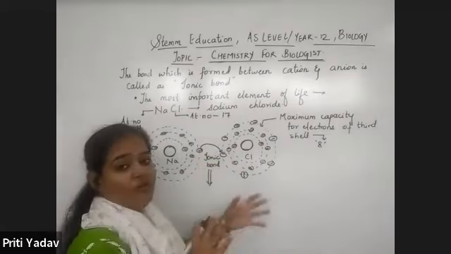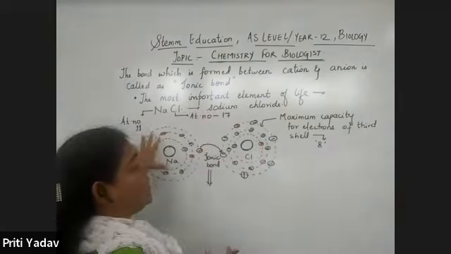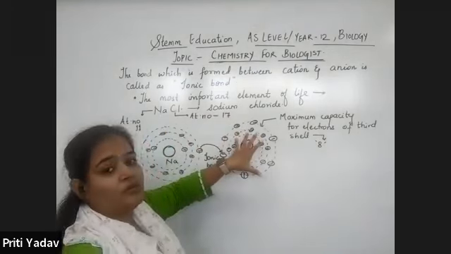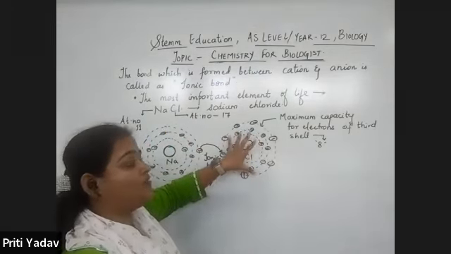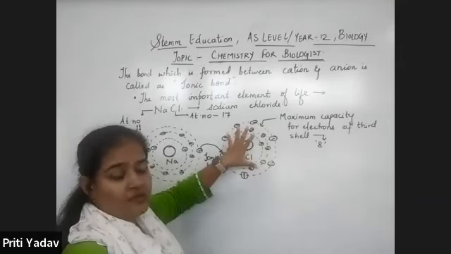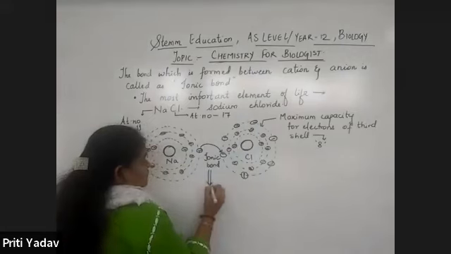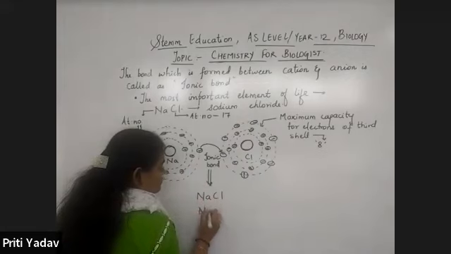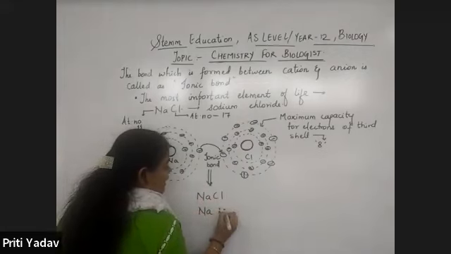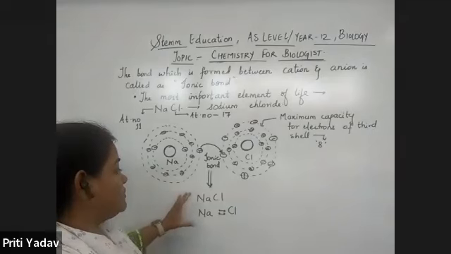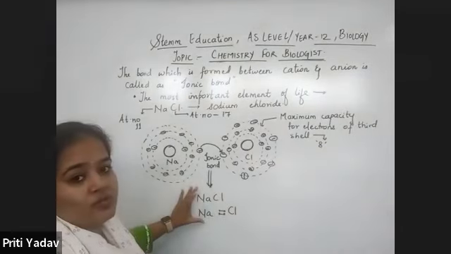By sharing the electrons, the 7 is shared by chlorine towards the sodium, and 1 is shared by the sodium towards the chlorine, so that they can fulfill the third shell and its maximum holding capacity, that is 8. So they form a molecule called sodium chloride, with an ionic bond created between sodium and chlorine. Understood? So this is how sodium chloride has been formed.